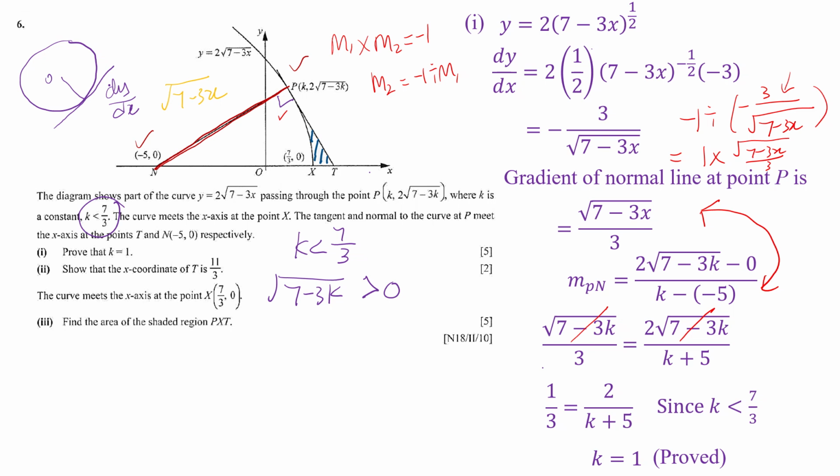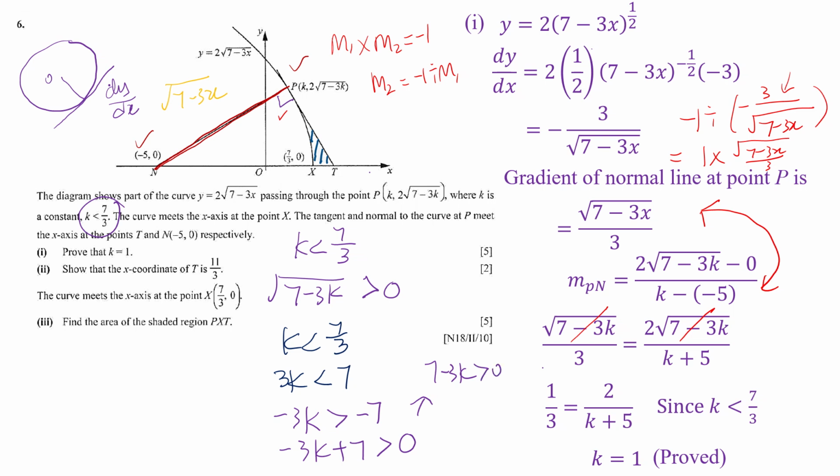All right, maybe I can do a little bit of explanation why k less than 7 over 3 will give me this. So k less than 7 over 3, we're going to multiply by 3 on both sides. Multiplying by 3 on both sides is all right because it's a positive value. And then we're going to multiply both sides by negative. So when I do that, I have to flip the inequality sign. And then I'm going to add 7. Adding 7, it's all right. And you can see that this is why we will end up having 7 minus 3k more than 0. So of course, square root of 7 minus 3k will also be more than 0. Right, let's erase this.